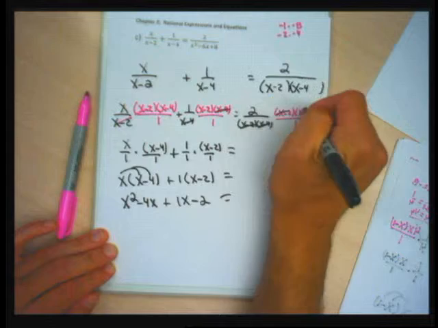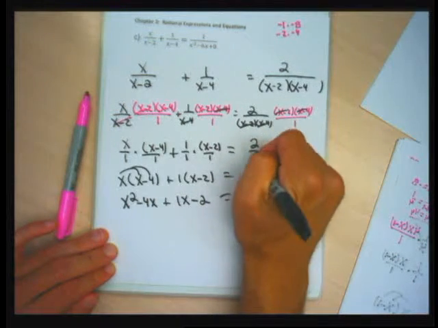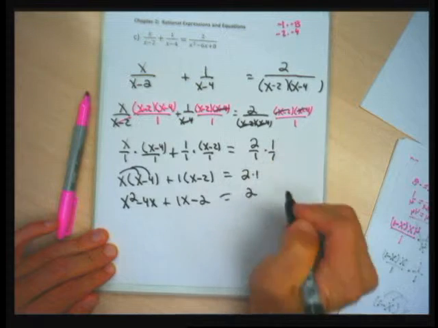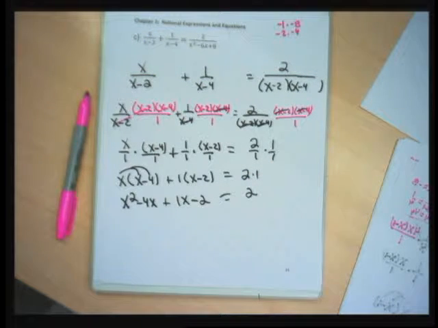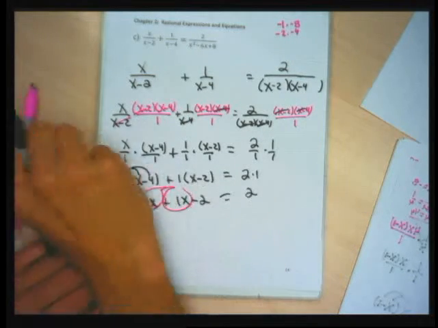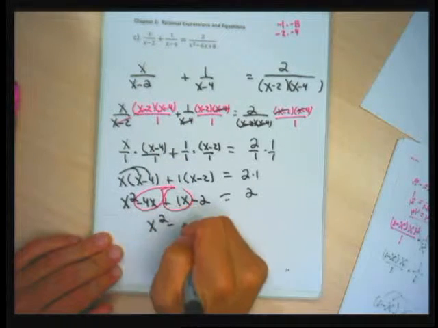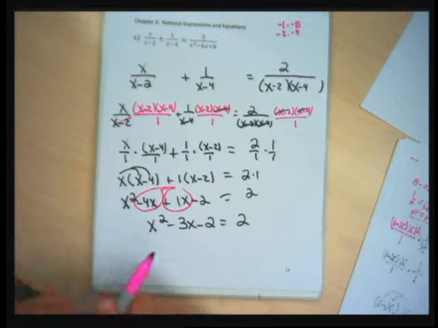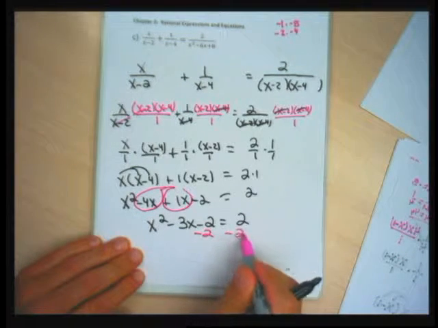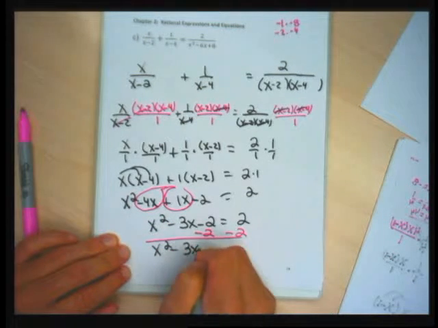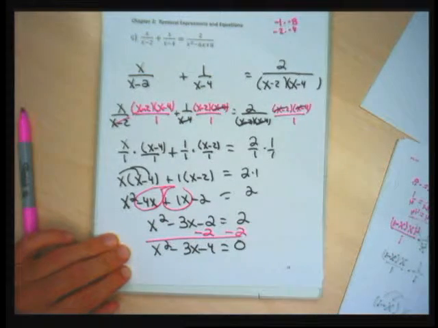Right of the equal sign, you get 2 over 1 times 1 over 1, and that's just 2 times 1, which is 2. So now I have the problem without fractions. I'm going to combine these terms, a minus 4 and a positive 1x, and get a negative 3x. So I get x squared minus 3x minus 2 equals 2. I'm going to subtract 2 from both sides and get x squared minus 3x minus 4 equals 0.